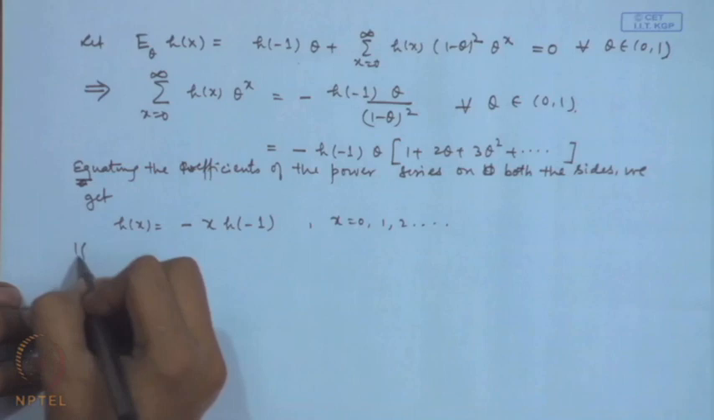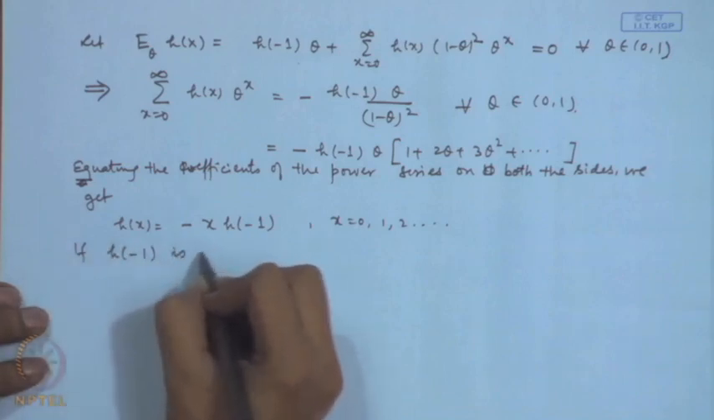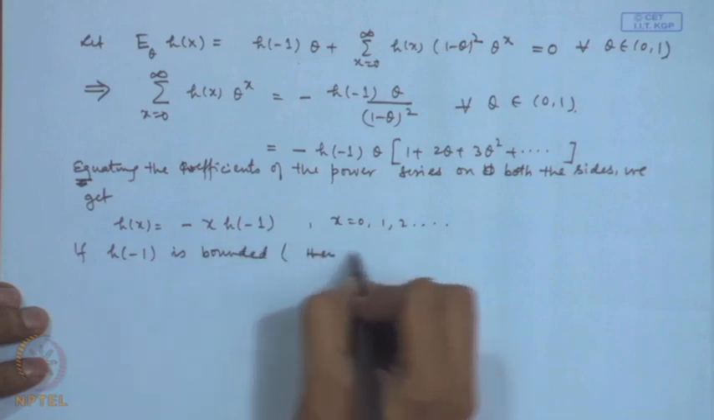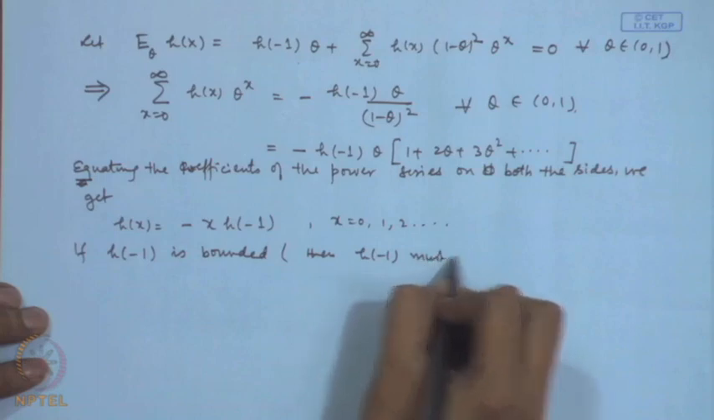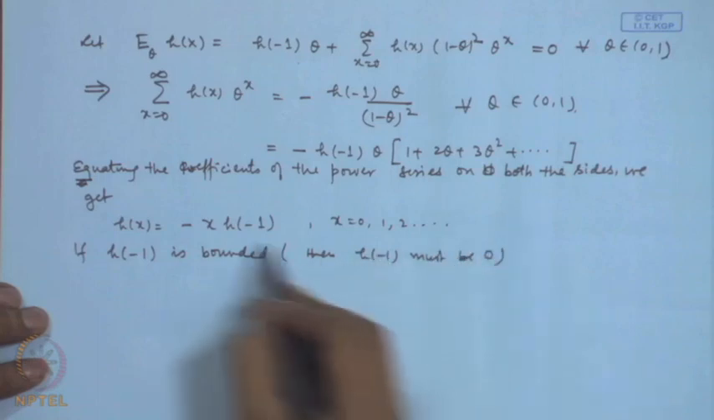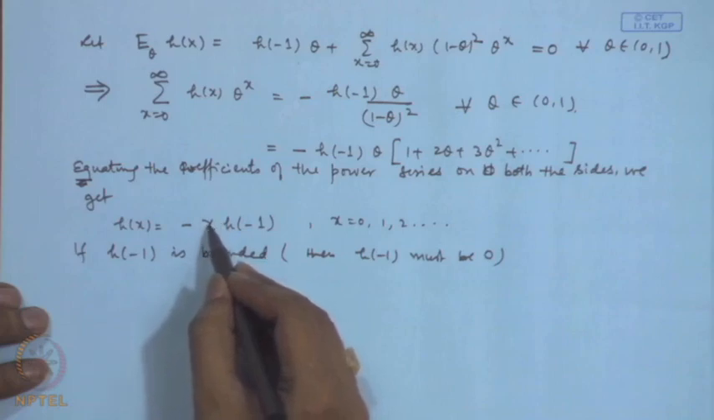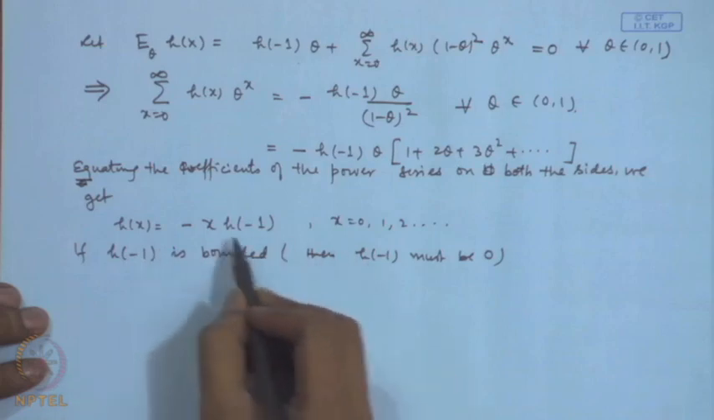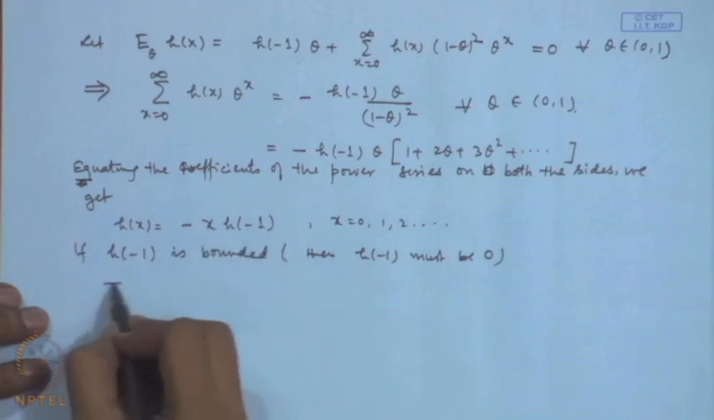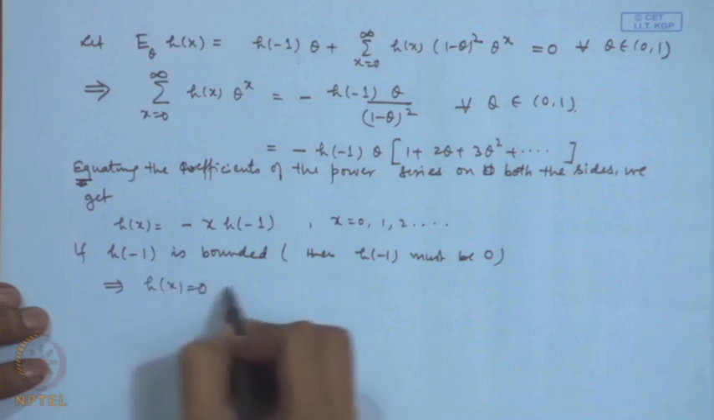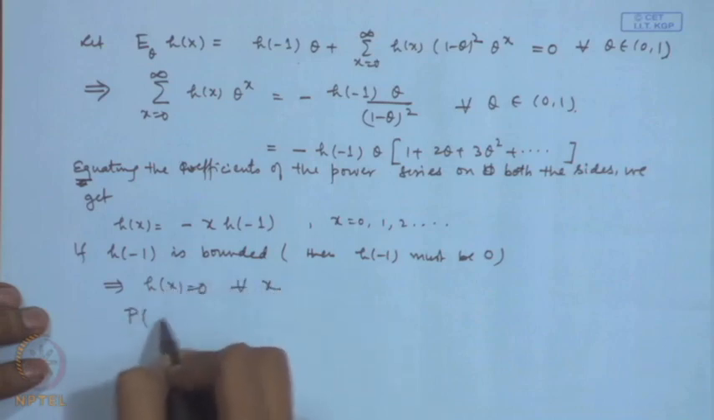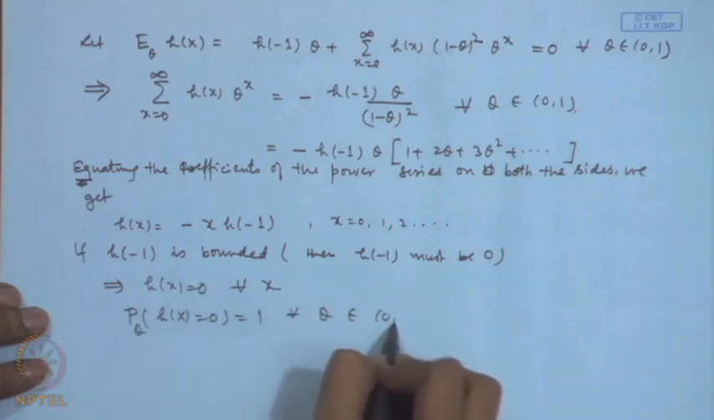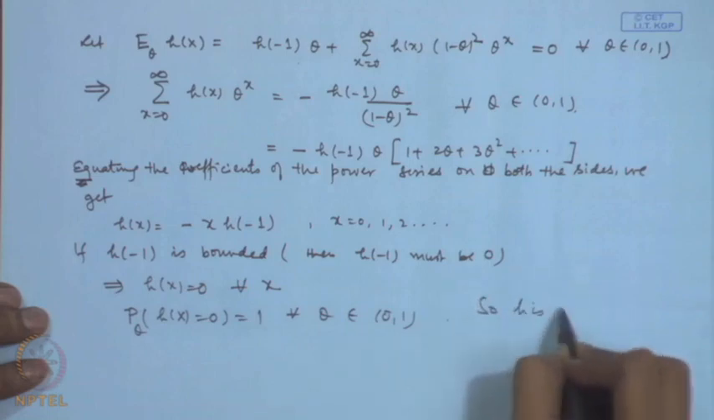Now, if h is bounded, then h(-1) must be 0. Because if h(-1) is not 0, then this function is unbounded, because it will be x into some constant. So, for boundedness, the only possibility is that h(-1) is 0, which will imply h(x) is equal to 0 for all x. That means, probability of h(X) equal to 0 will be 1 for all theta in the interval 0 to 1. So, the family is boundedly complete.